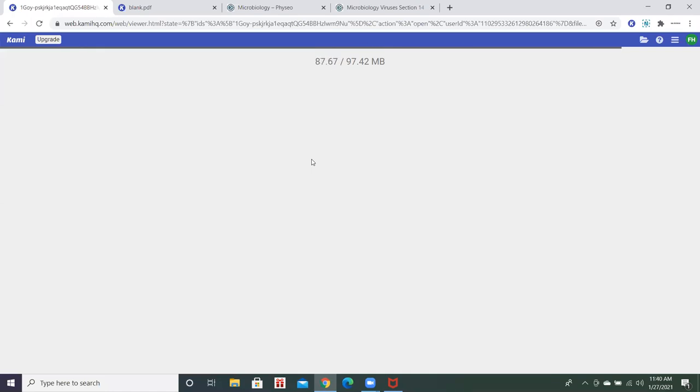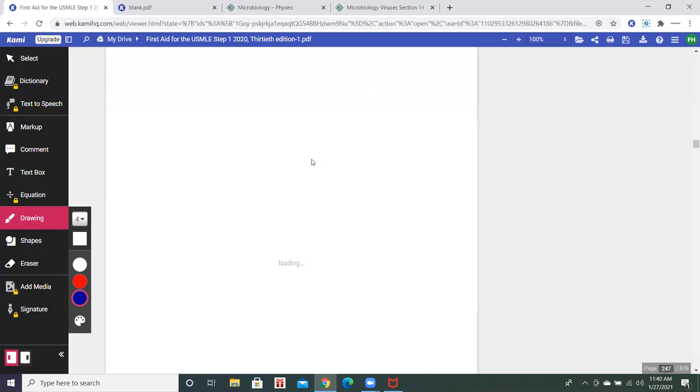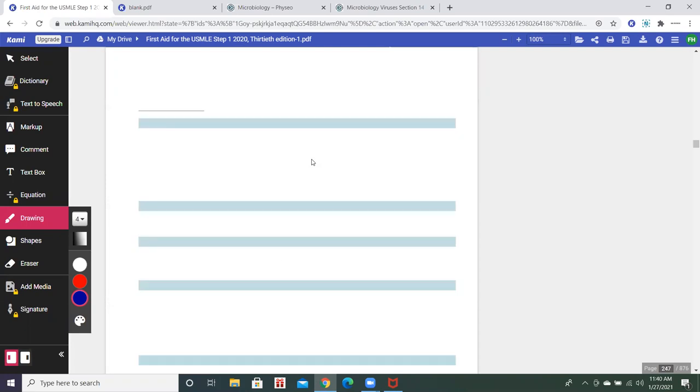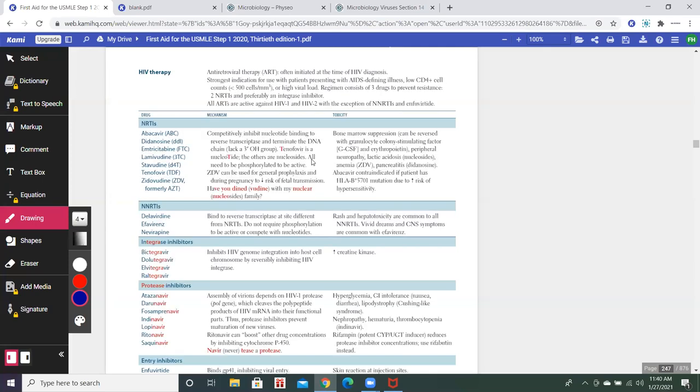Everyone, if I mention the drug zidovudine, which group of HIV medications does it belong to? NRTI. If I mention efavirenz and nevirapine, which group do they belong to? NNRTI. If I mention dolutegravir or elvitegravir, which group do they belong to? Integrase. If I mention lopinavir, saquinavir, indinavir, and ritonavir, which group do they belong to? Protease. If I mention maraviroc? Attachment. If I mention enfuvirtide? Penetration inhibitors, very good.